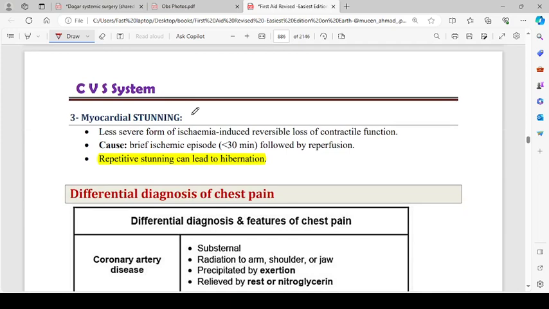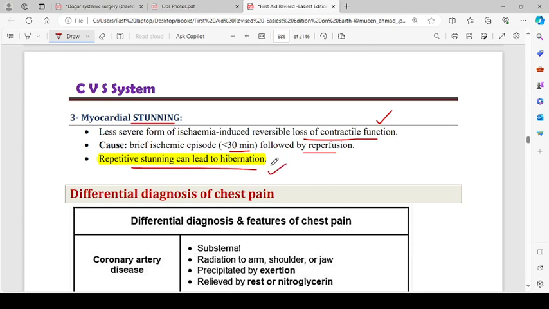What is the concept of myocardial stunning? Stunning, as the name indicates, is like a person is in shock or astounded, right? It is a less severe form of ischemia-induced reversible loss of contractile function, caused by a brief ischemic episode of less than 30 minutes followed by reperfusion. Repetitive stunning can lead to hibernation.